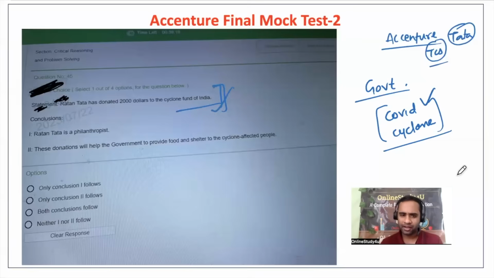The central government will send it to the state government. Like this, there are processes. Then the state government will send it to the particular district, particular city. Like that it will happen.